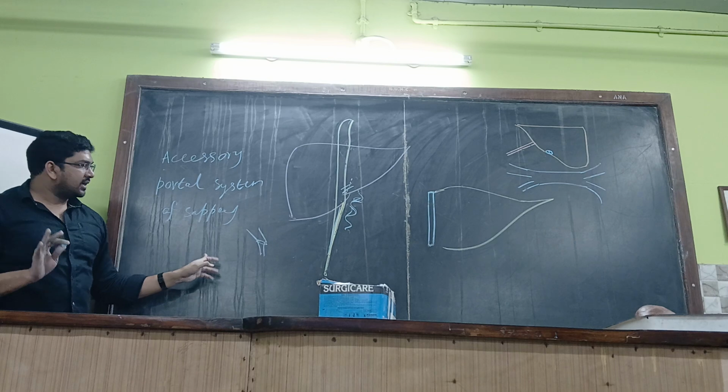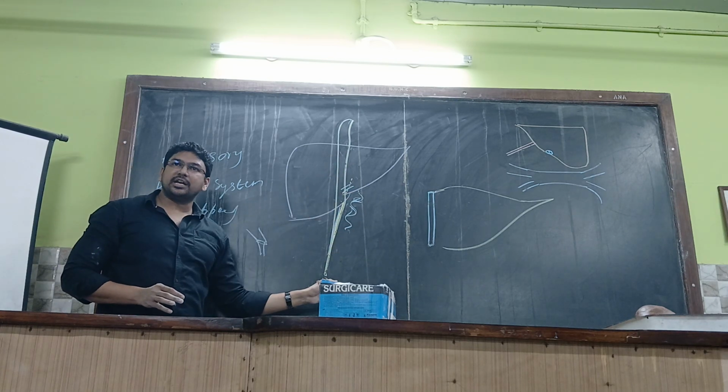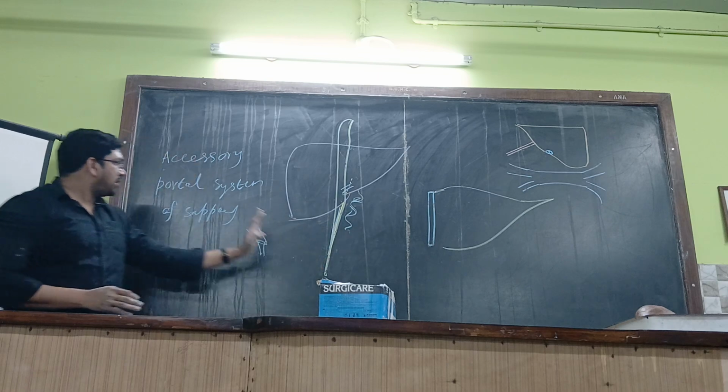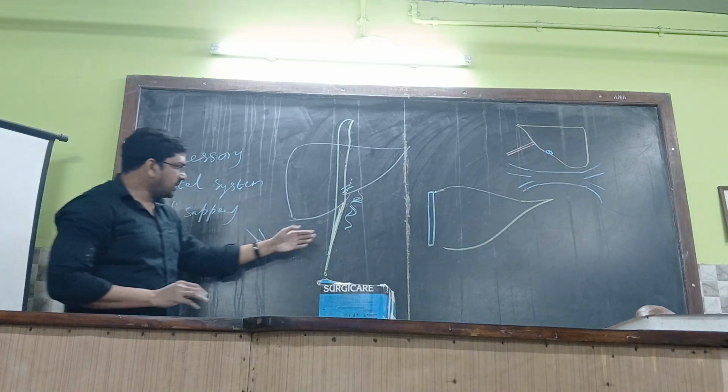Got it already? Okay. So the abdominal veins are connected to the portal vein through this para-umbilical vein. That's why this entire system is called the accessory portal system of Sappey. Got it already? Right.